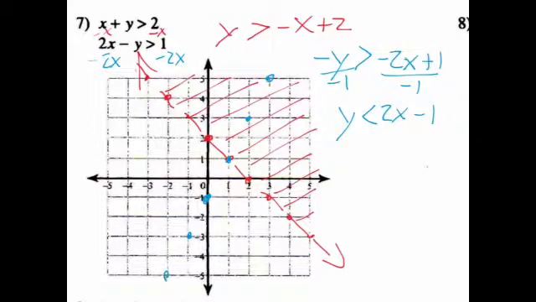And with that, I need to notice whether or not it's going to be solid or dashed. It's going to be dashed because it can't be equal to. So I'm going to do my dashed line here. Looks something like that. And since it says less than, I need to shade down below my line. That is on this side.